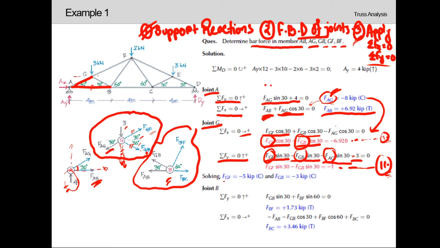We can see, solving these two equations, the value of FGF will be minus 5 kip and minus 3 kip for FGB. So we can say that GF member is in compression and the value is 5 kip, and GB member is also in compression and the value is 3 kip.